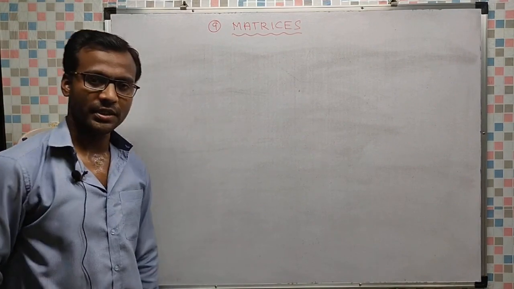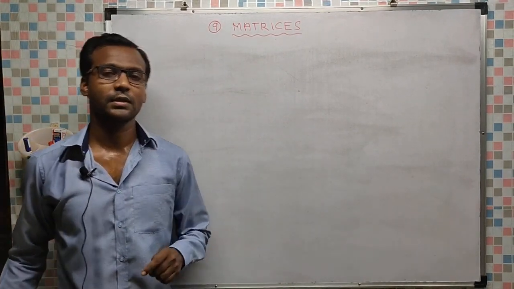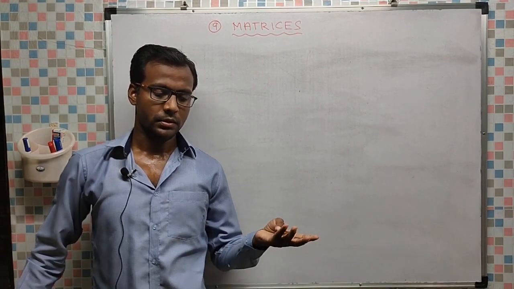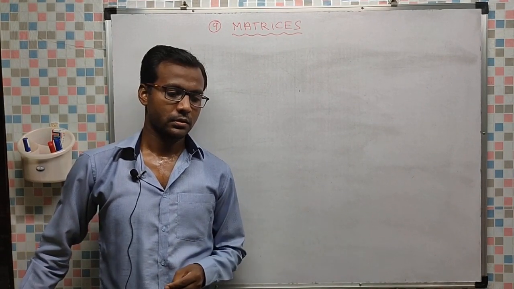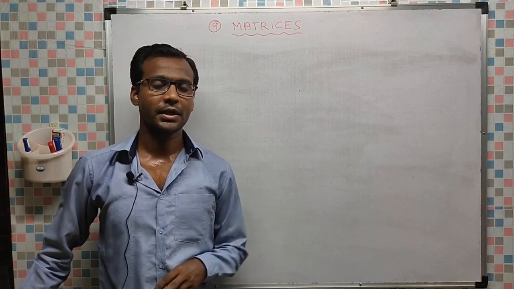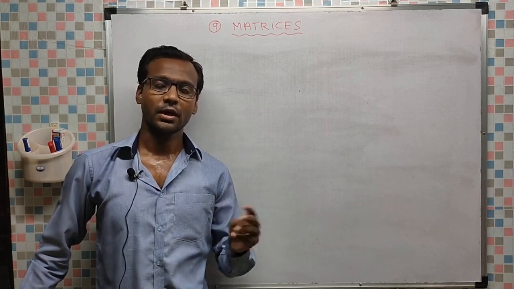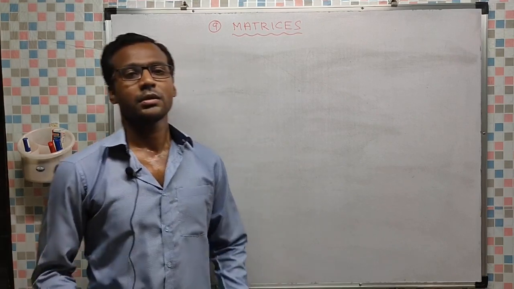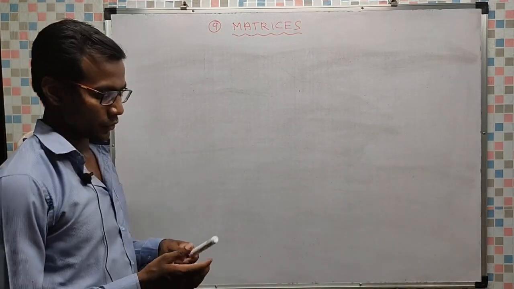So these are the types of matrices. First was row matrix, then column matrix, then zero or null matrix, rectangular matrix, square matrix, diagonal matrix. The last one is unit or identity matrix. Now let us move to transpose of a matrix.